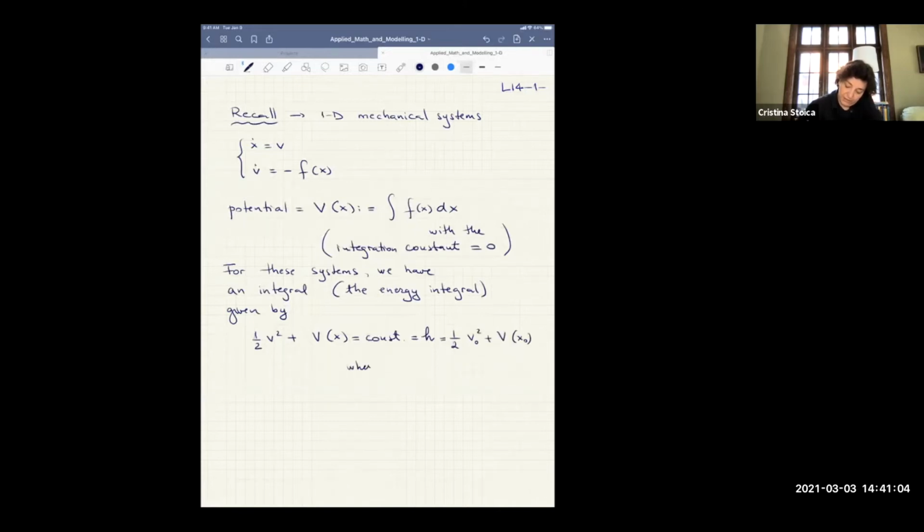where x naught and v naught are the initial position and velocity. Okay, all right. So we did this before, and now what I want to do is take a particular system that is of this form and discuss its stability of equilibria, or anyhow some equilibria.